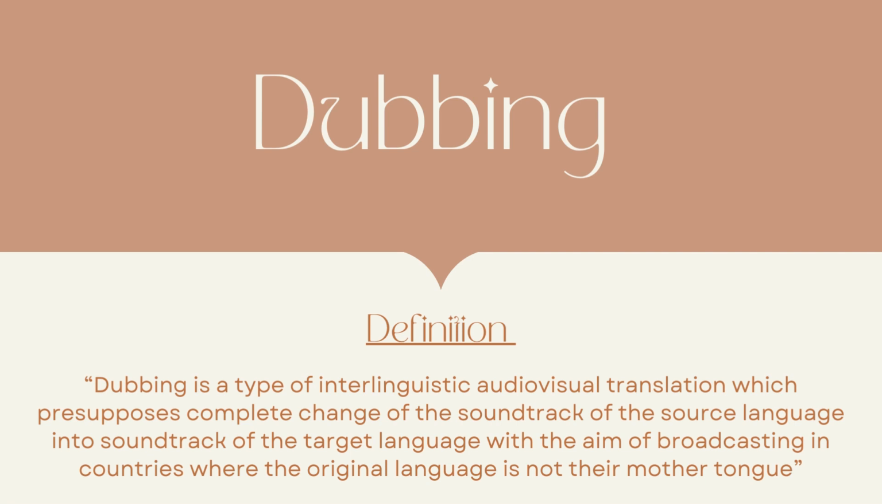We have dubbing. Dubbing is a type of interlinguistic audiovisual translation that works with a complete change of the soundtrack of the source language into a soundtrack of the target language, which aims at broadcasting in other countries where the original language is not the mother tongue. For example, in this type of audiovisual translation, we have to remove the audio verbal element from the original text and replace it with a new, translated audio verbal element in the target language.